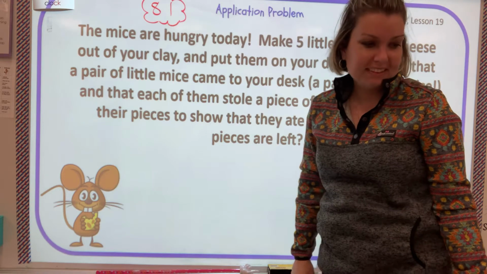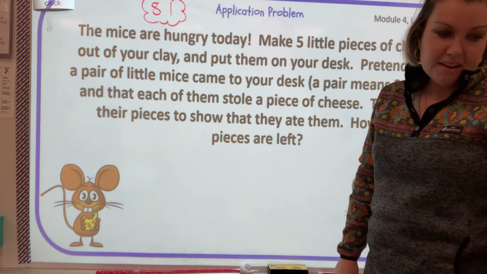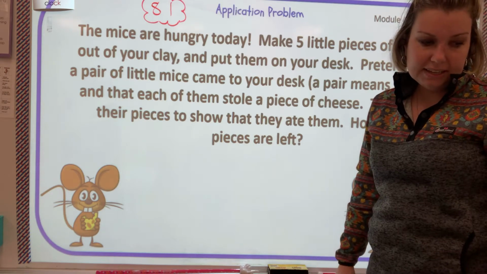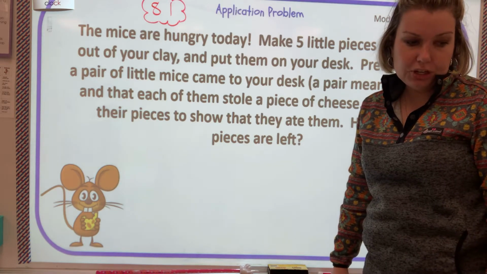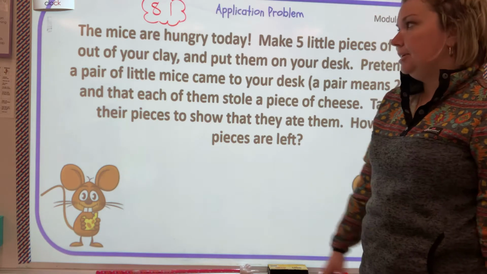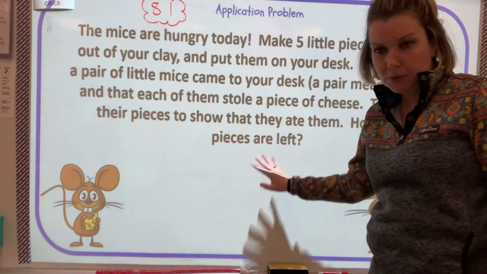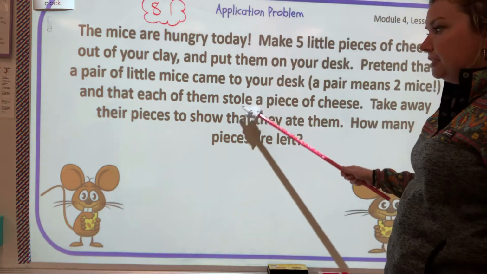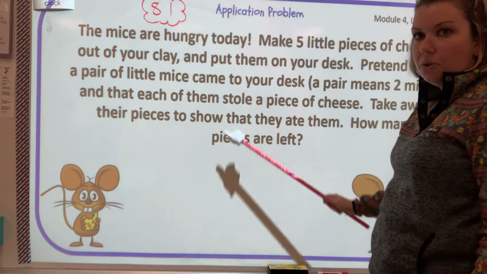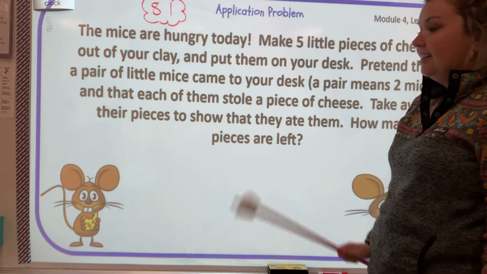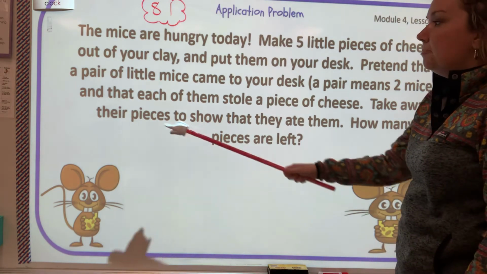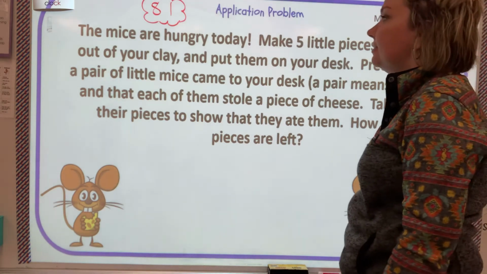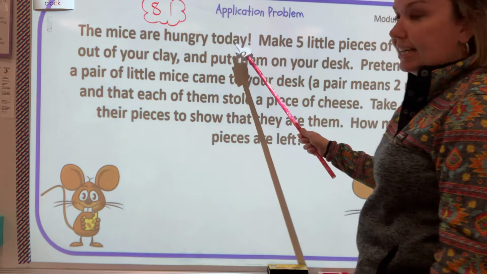Okay. So, on your paper, it just says, make 5 little pieces of cheese out of your clay. 2 mice stole a piece of cheese. I want to read this whole thing. Let's take a look. Do you think I'm going to have to take this one sentence at a time? Can I hold all this in my brain? There's no way, Jose. I'm going to read the whole thing, and then I'm going to take it one sentence at a time. The mice are hungry today.